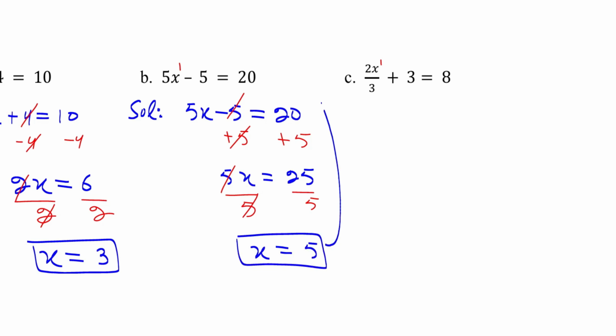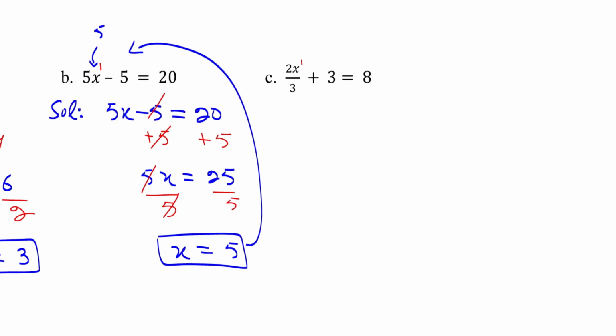Now, if you want to check that you got the correct value of x, you will just put the value 5 in the place of x. Now I'm checking. Look, 5 times 5 is 25. 25 take away 5 is 20. So on the left hand side, when you put x value 5, you get 20, and it's equal to the right hand side. That's the true value. So x equals 5 is the solution.